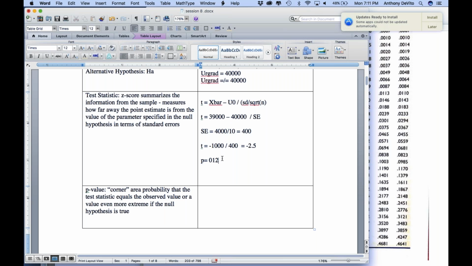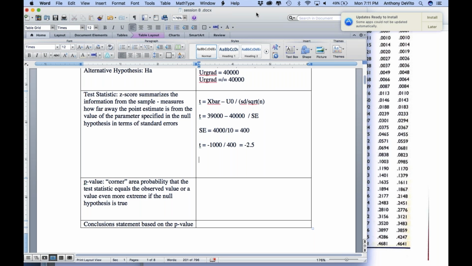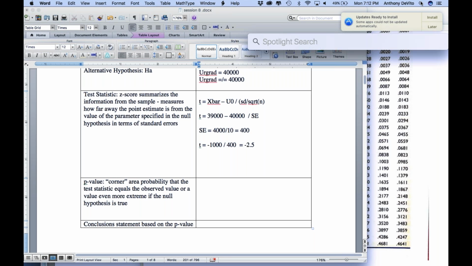But we don't know the population standard deviation, so we had to calculate T instead. Now T is a bit less forgiving, right? We need a more extreme value of T. We don't have individual tables for every different sample size for T like we have for Z. So we're going to have to go to our table, which gives us the important values of T.